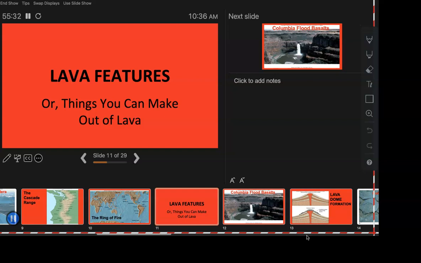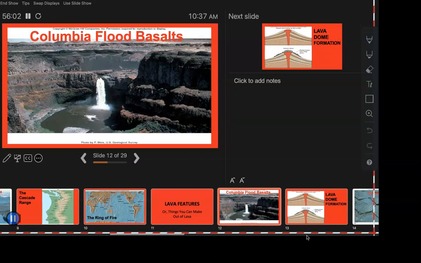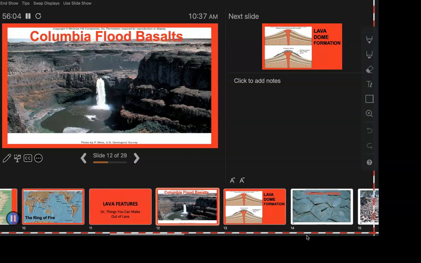Things you can make out of lava. I don't know what else to name this. As I started to explain earlier, when you got your pahoehoe and your aa, I have to assume they make very unique looking rocks, okay? So what we're going to show you are some things that are left in the rock record that are made out of lava that look very unique.